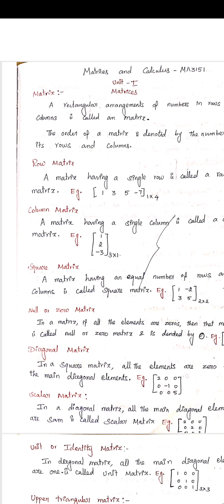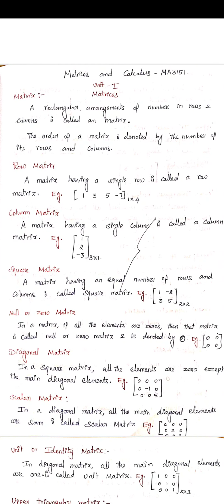What is meant by matrix? A rectangular arrangement of numbers in rows and columns is called a matrix. It is denoted by a square bracket or open bracket. The order of the matrix is denoted by the number of its rows and columns. Row matrix: a matrix having a single row is called a row matrix. For example, 1 3 5 minus 7. It consists of only a single row and 4 columns.